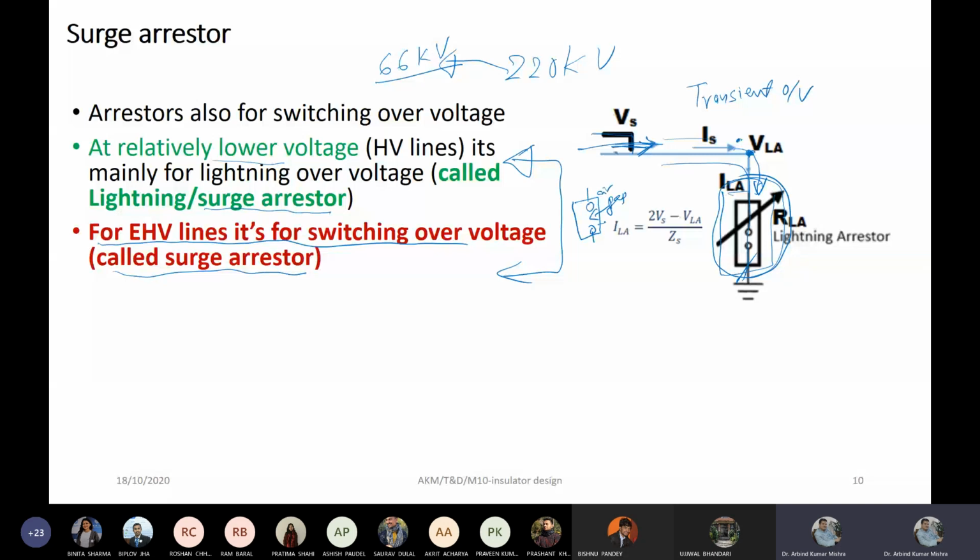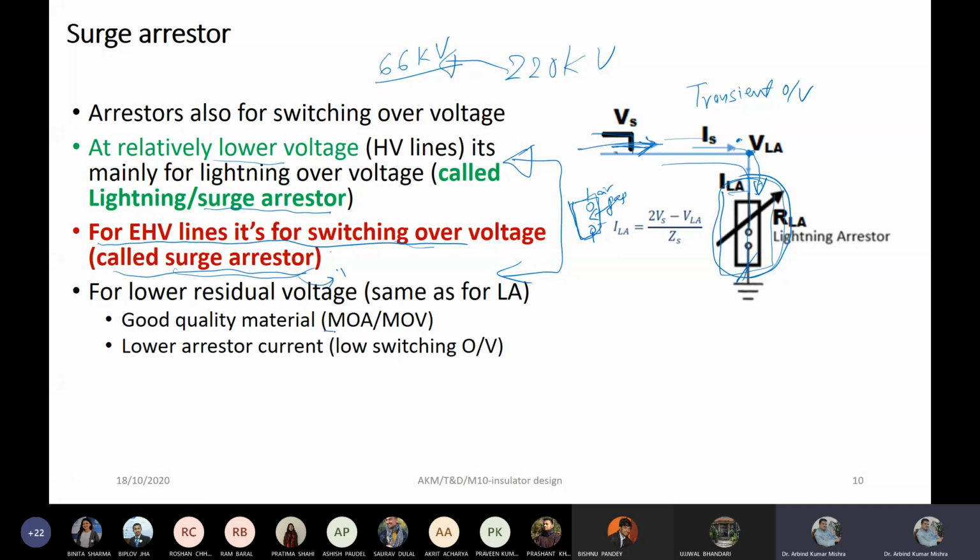So for example 400 volt system protection, or building protection and others, the lightning arrestor is simply the air gap. But for the switching over voltage, as you have seen, once the system voltage is very high, we have to limit the residual voltage very close to the spark over voltage itself, and that's why we require a very high quality material. So mostly the surge arresters are of MOV, that is zinc oxide type, metal oxide arrestor.